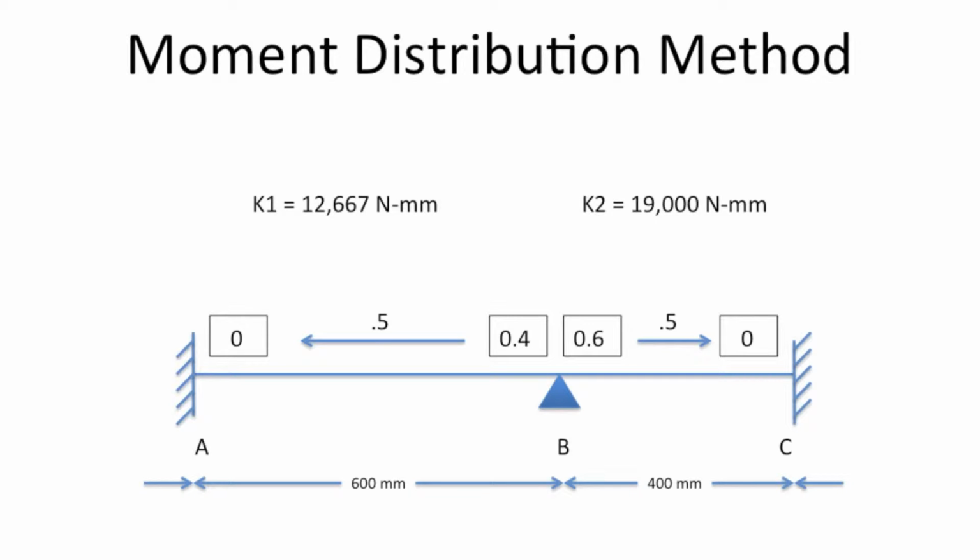The next step is to realize that a moment applied at the pinned end of a pinned-fixed beam will carry exactly half that moment to the fixed support. For example, once a moment has been distributed to span AB from the node B, half that moment must be carried to support A, as shown here.